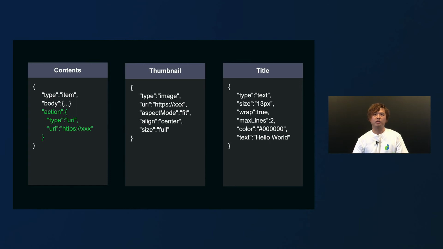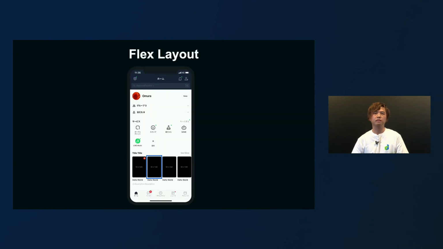Setting the URL as an action element creates a hyperlink, so once the user taps the link on the UI, the user will be sent to the URL. This is similar to an HTML anchor tag. The body property will have the look and feel elements. The thumbnail in the middle and the title on the right will be included in the body property of the contents.